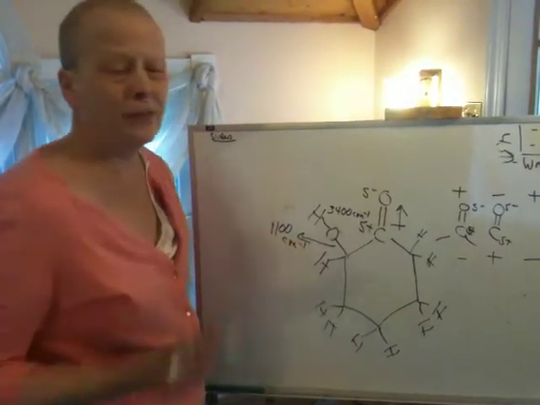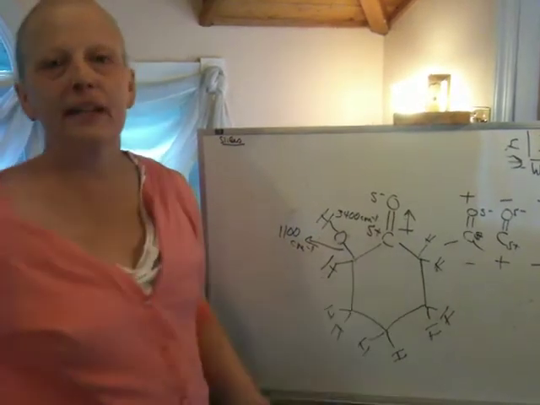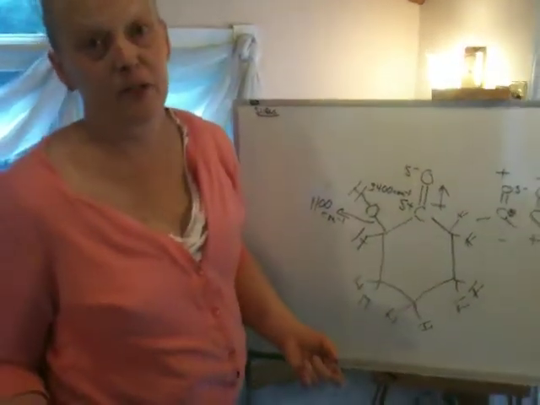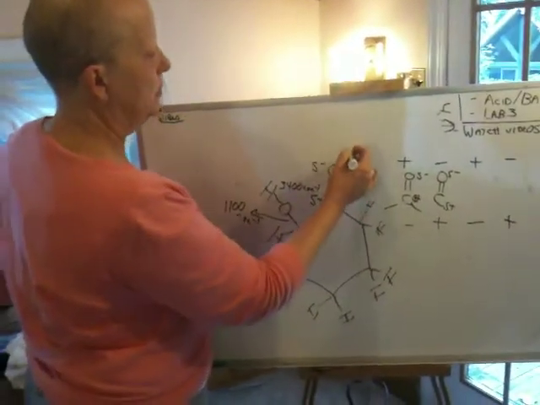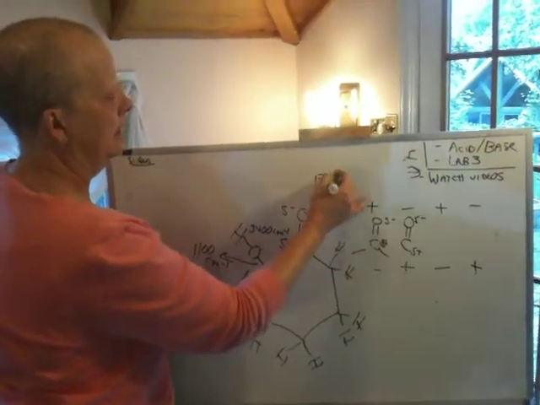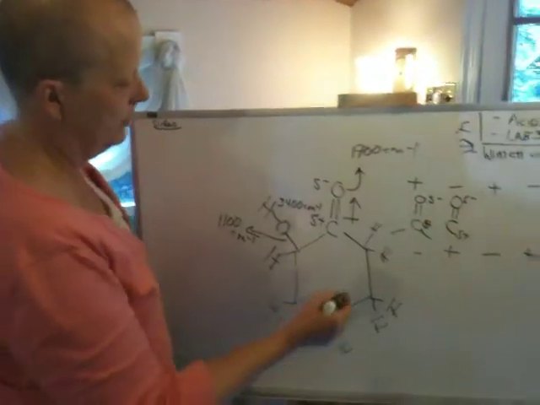Now you're saying, do I have to memorize all these numbers? No. But by the end of the year, you're going to know a lot of these numbers, because they're going to be a part of your life. This bond, again, I'd expect it to be around 1,700, not exactly at 1,700. Different carbonyls are a little different. Their vibrations are a little different.